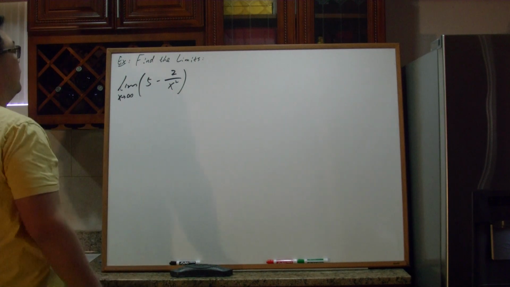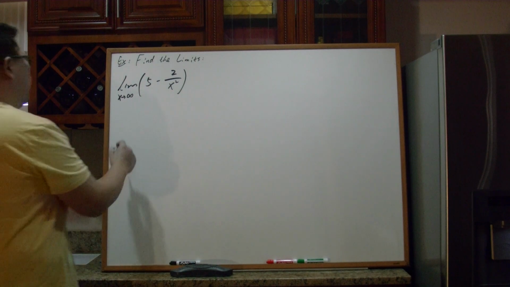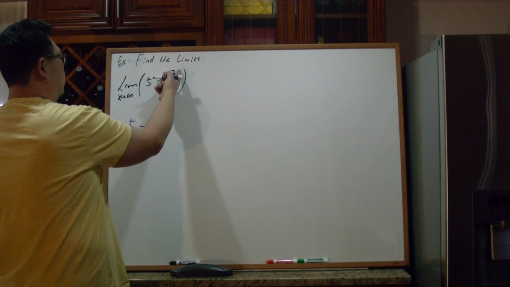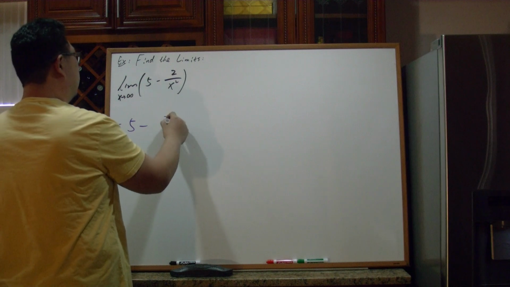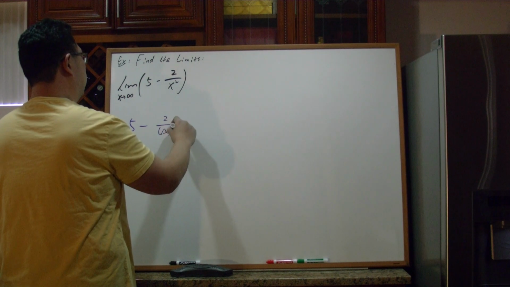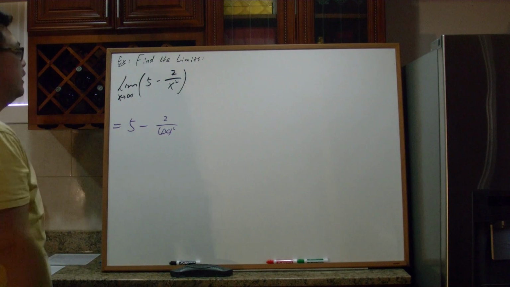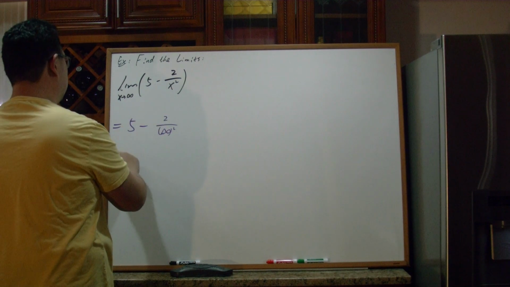Right, this question, 5 minus 2 over x squared, that is 2 over the square of infinity, if we break that down. But we know that infinity squared is still infinity, and a constant over infinity is 0.